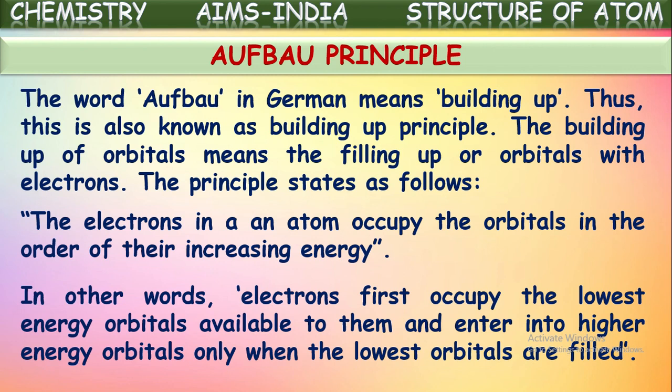What is it stating? In an atom, electrons occupy first the orbitals with the lowest energy. Then only they enter into higher orbitals. After completely filling all the lower energy orbitals with electrons, then only higher orbitals will be occupied by electrons. This is given by Aufbau principle.